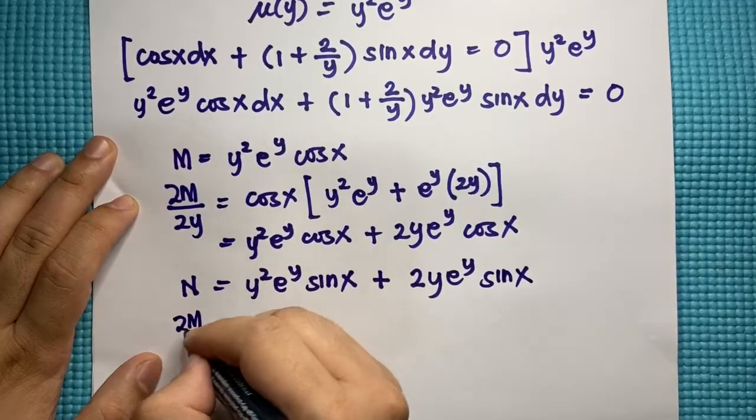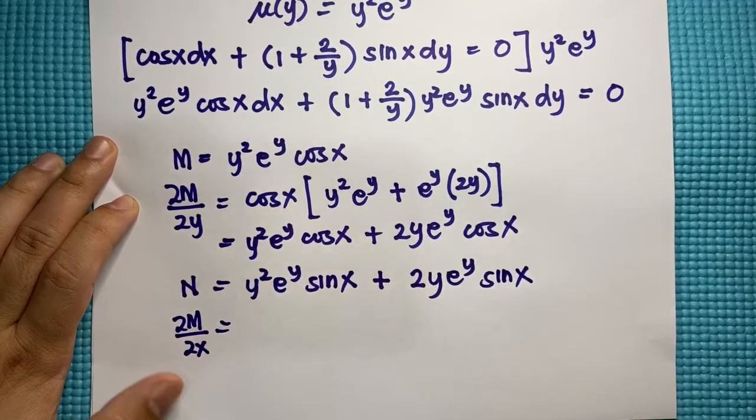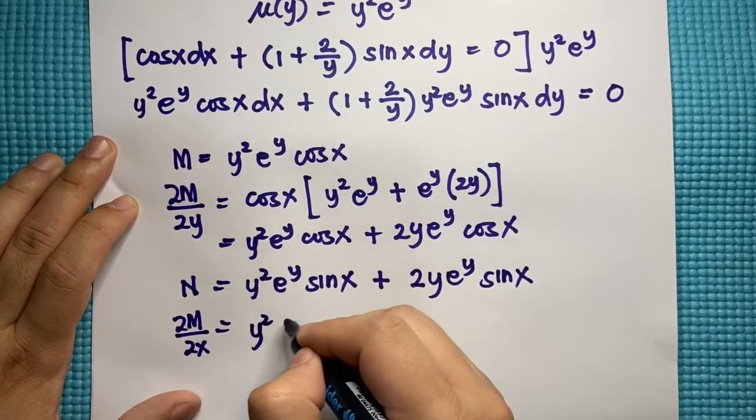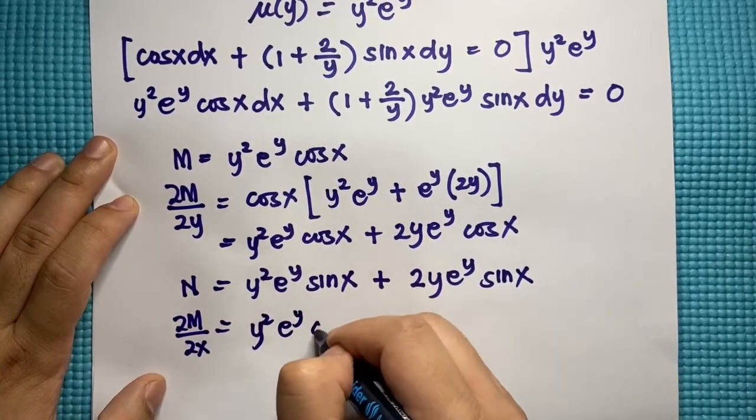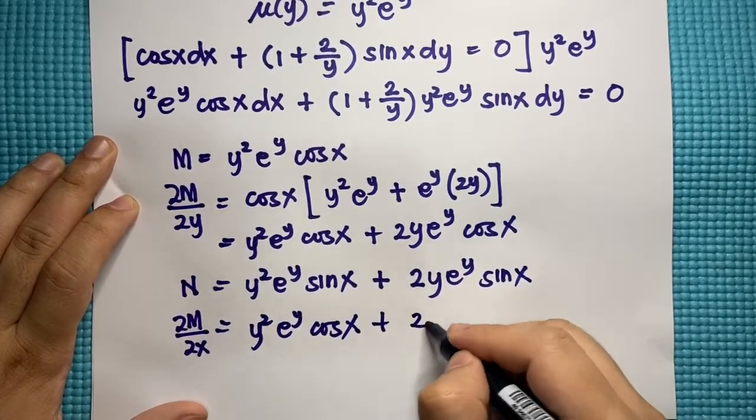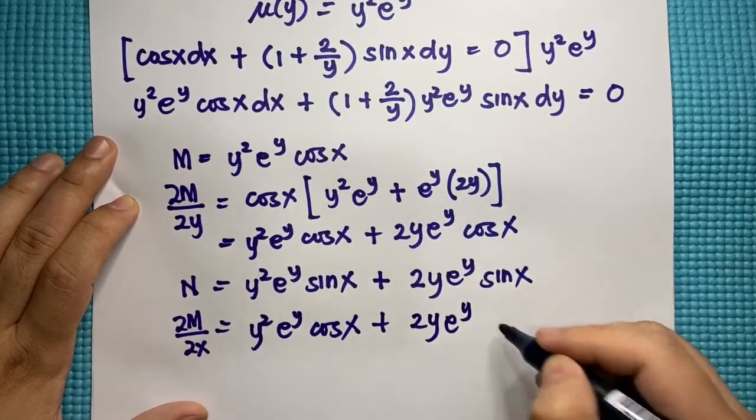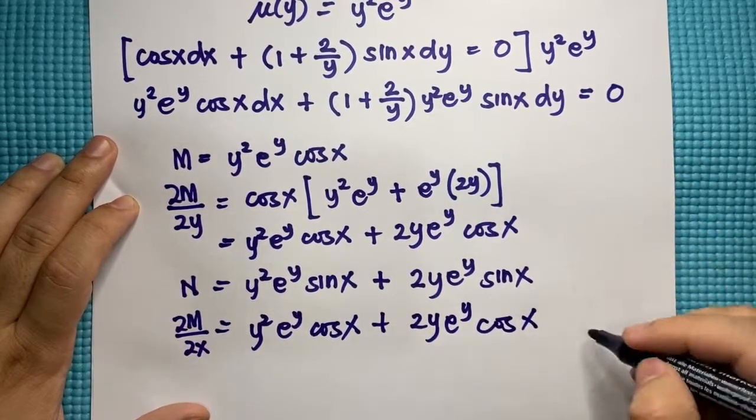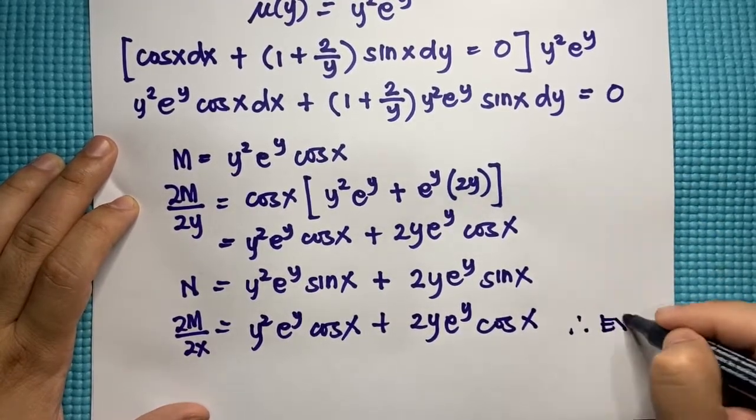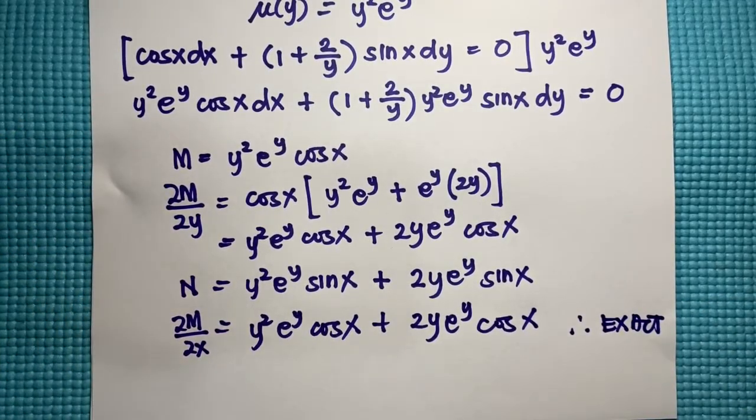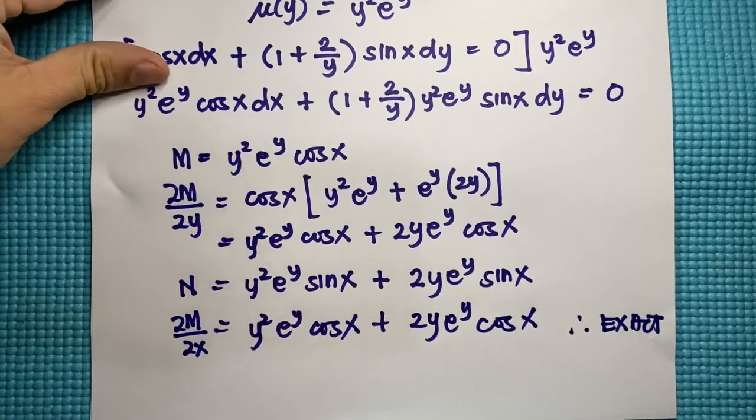So the partial derivative of N with respect to x, the derivative of sine would be cosine, so this would be simply y squared e raised to y cosine x. And similarly, this would be 2y e^y cosine x. So making the two equal, therefore that would be exact. So let's proceed with the method of grouping.